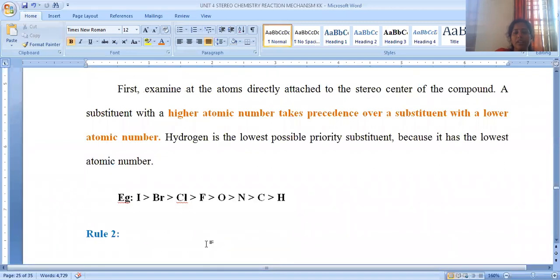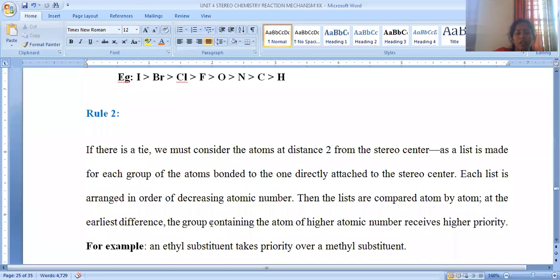So when we take a simple example, that is iodo, bromo, chloro. Iodo has higher atomic weight compared to bromo, compared to chloro. That's the reason for this priority order. This is mainly based on their atomic number. Higher atomic number is given as number 1, second as number 2, number 3, like that we have to give. And the second rule, if there is a tie, we must consider atoms.